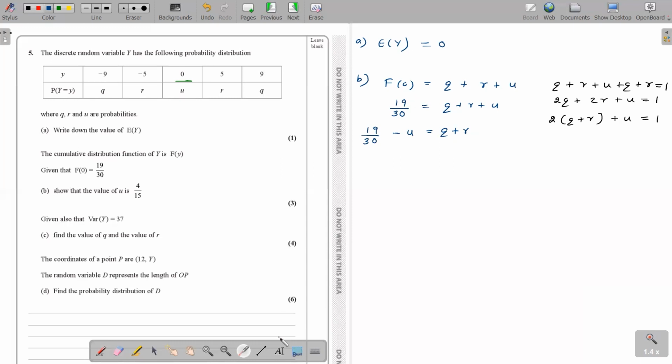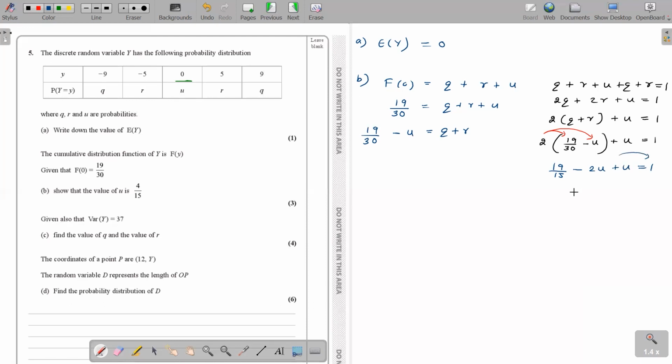And now what can I do? I can substitute that answer for Q plus R over here, and that gives me the answer for U. So 2 times (Q plus R) where Q plus R is 19 over 30 minus U, plus U equals 1. So 2 times 19 over 30 gives me how much? 19 over 15, minus 2 times U gives minus 2U, plus U equals 1. So minus 2U plus U is minus 1U.